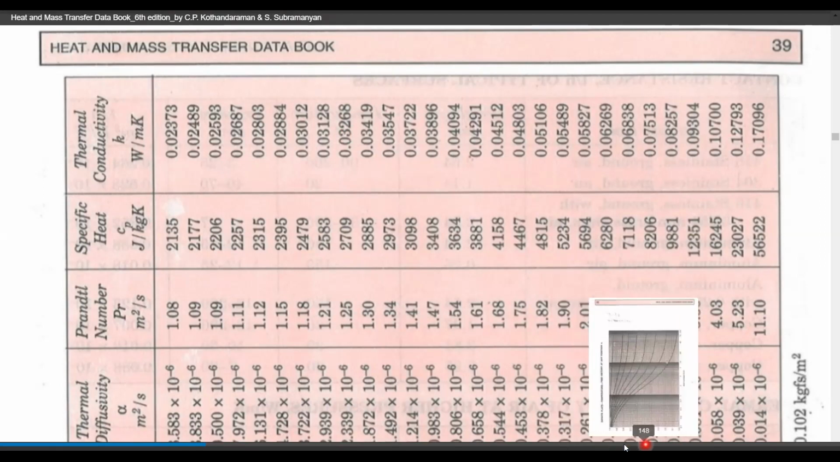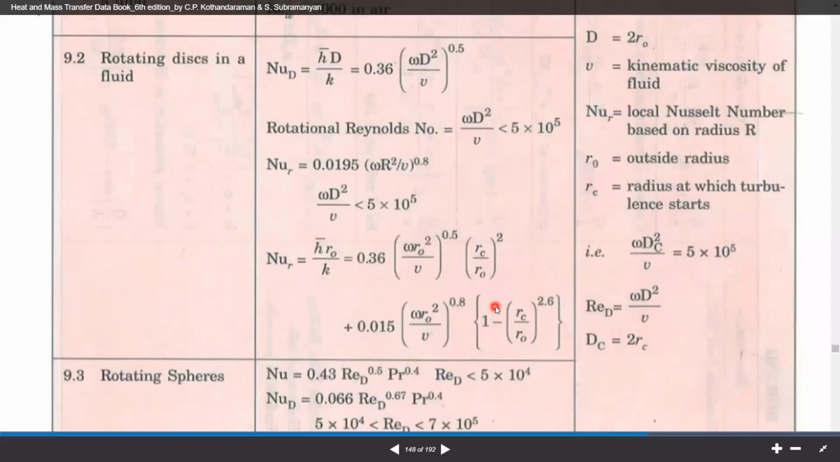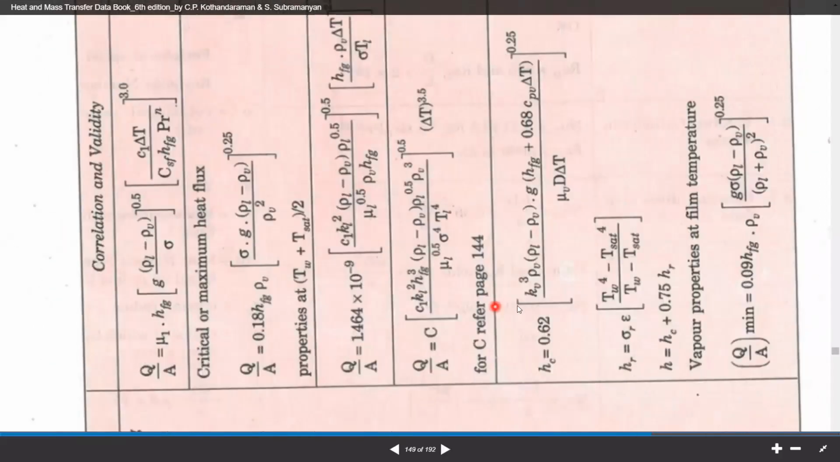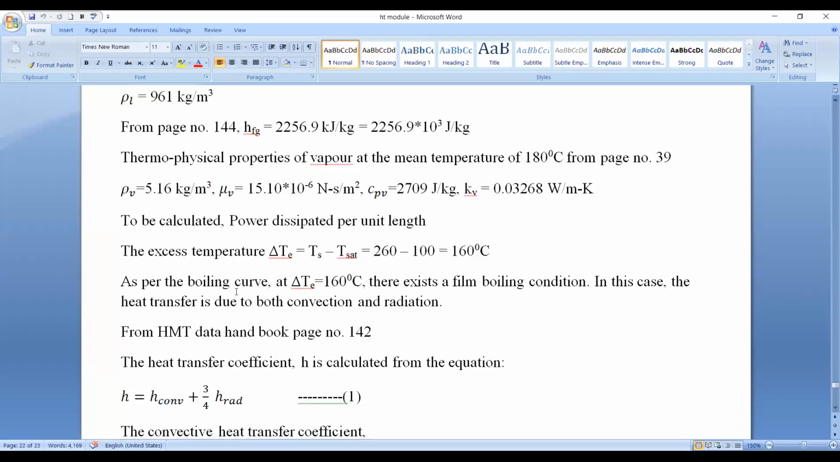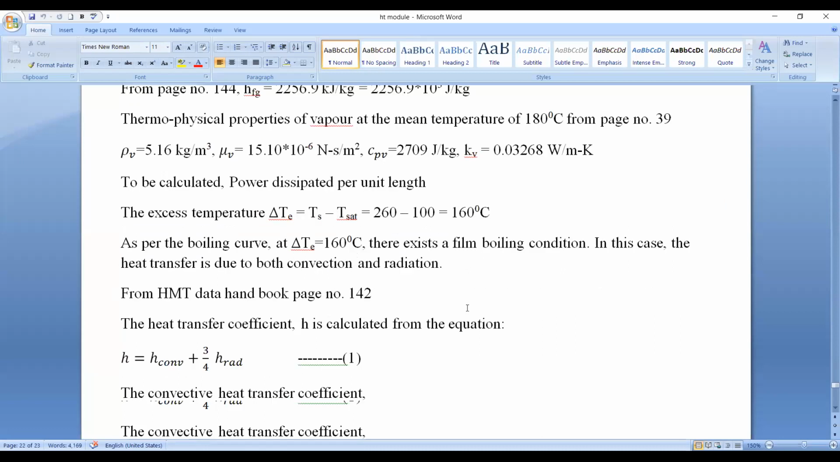There we can see the boiling equations. Okay, so fine. After that, just copy these two equations and do the substitution. Now, as per the boiling curve, delta T, here I have clearly mentioned delta T equals 160. There exists a film boiling condition. In this condition, heat transfer is due to both convection and radiation.